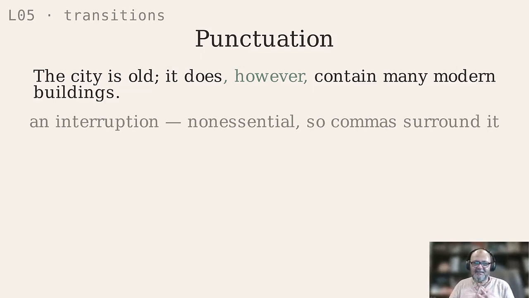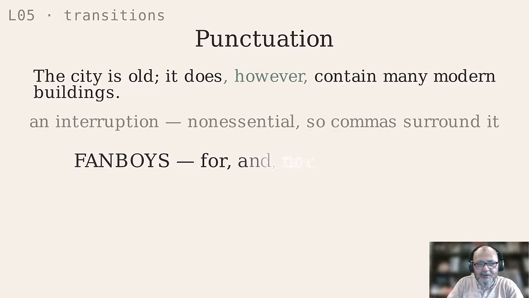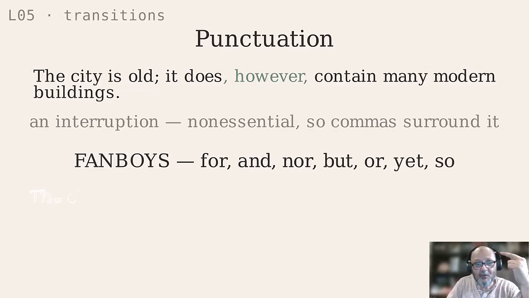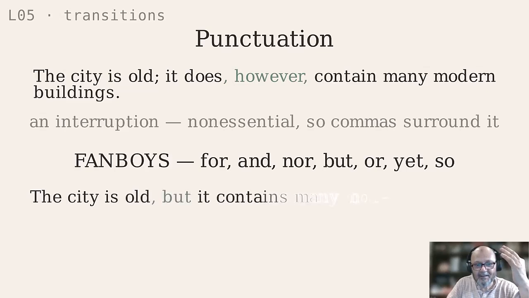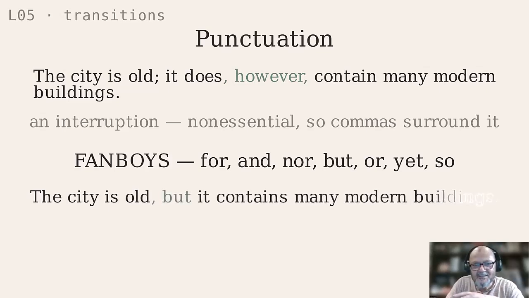All right, there's another thing called FANBOYS. I think I recorded a lecture on it before too. FANBOYS stands for for, and, nor, but, or, yet, so. Okay. These are coordinating conjunctions. They can join two complete sentences when they're preceded by a comma. For example, the city is old, but it contains many modern buildings. That sentence is correct, right?